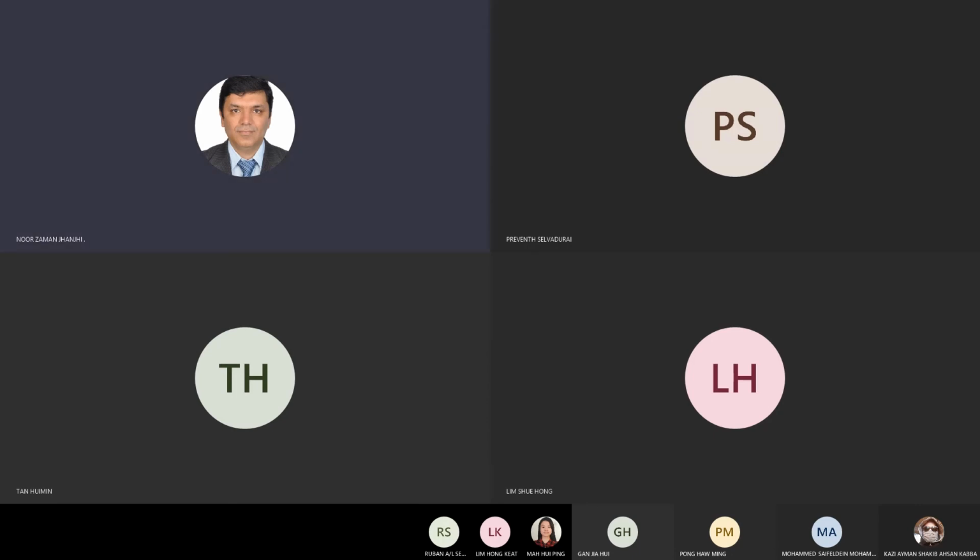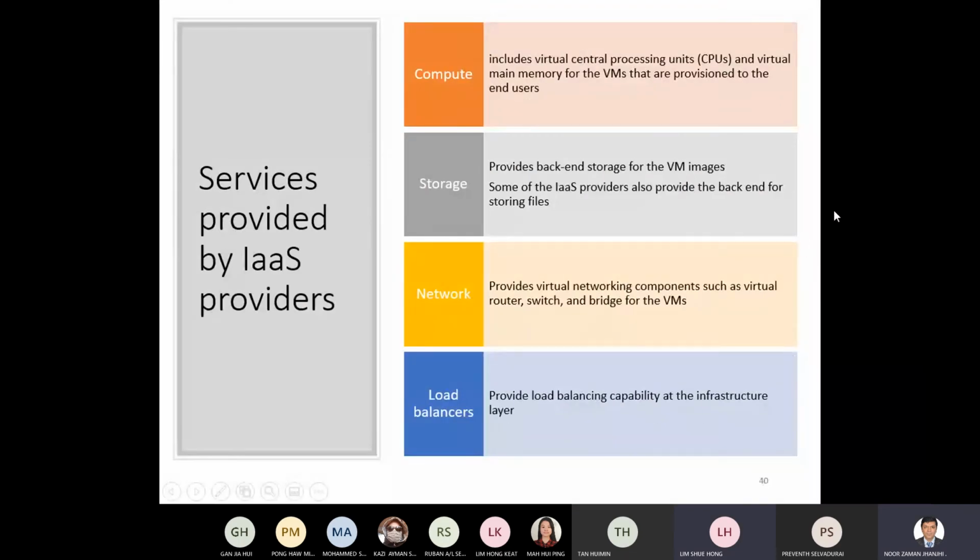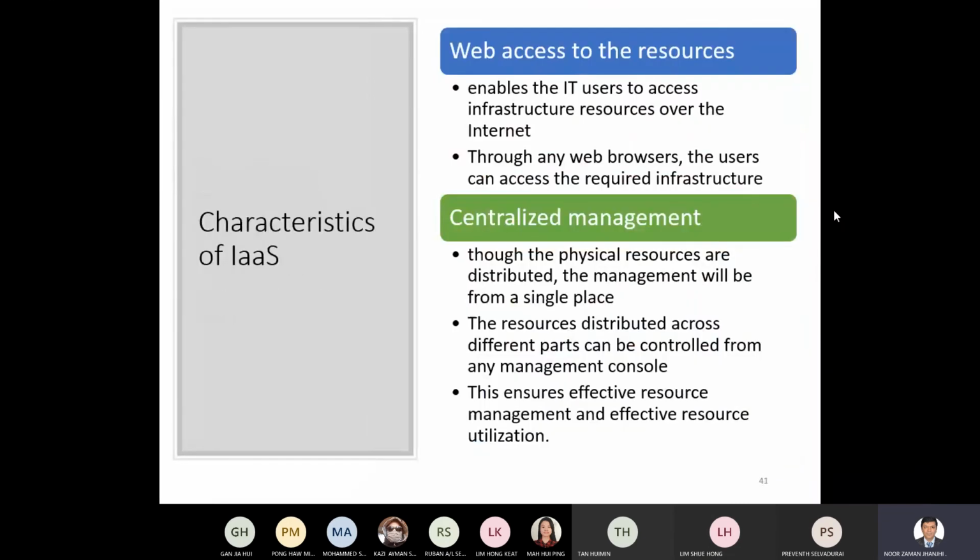So here we go. I hope that you are able to see the screen. Please confirm. Yes, sir. Yeah, that's great. So, services provided by the IaaS providers. These are the services: computing, storage, network, and load balancing. And then we can go to see what the characteristics of this are.